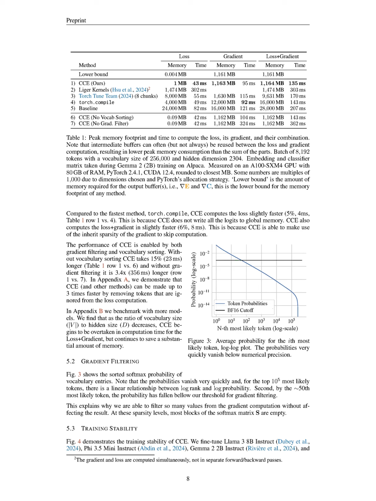The Cut Cross-Entropy (CCE) method has certain limitations, particularly in scenarios where the ratio of vocabulary size to hidden size decreases, as it may lead to slower computation times compared to other methods for loss and gradient computation. While CCE excels in memory efficiency, its performance can be impacted by the absence of vocabulary sorting and gradient filtering, which can increase computation time significantly, up to 3-4 times longer without gradient filtering.